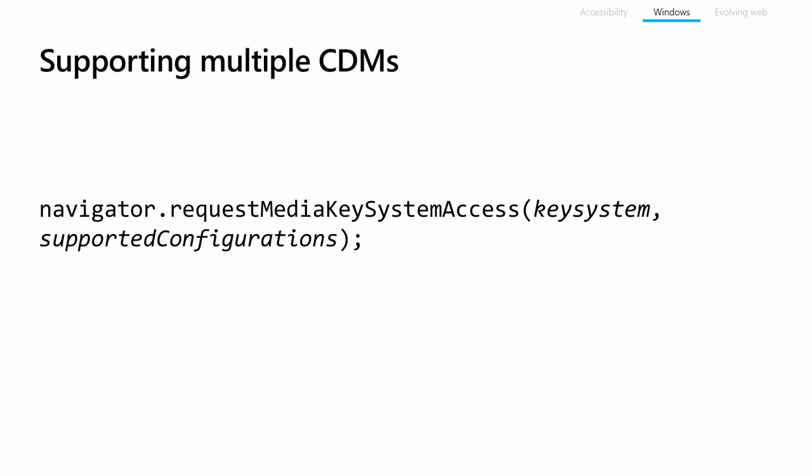So to support multiple CDMs, you can use the navigator.requestMediaKeySystemAccess feature here to detect what CDMs are available. We actually recommend starting by detecting for PlayReady. If it's available, you should select that for the best experience. And if it's not, you can use Widevine for broader interoperability.